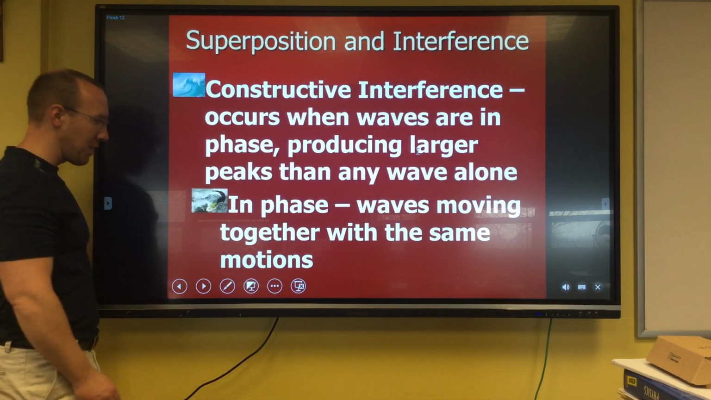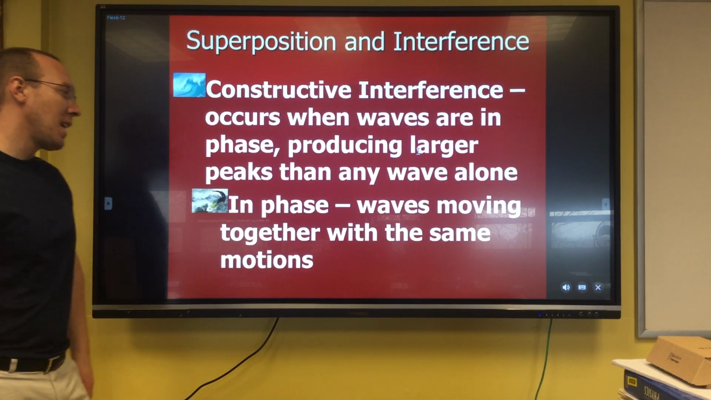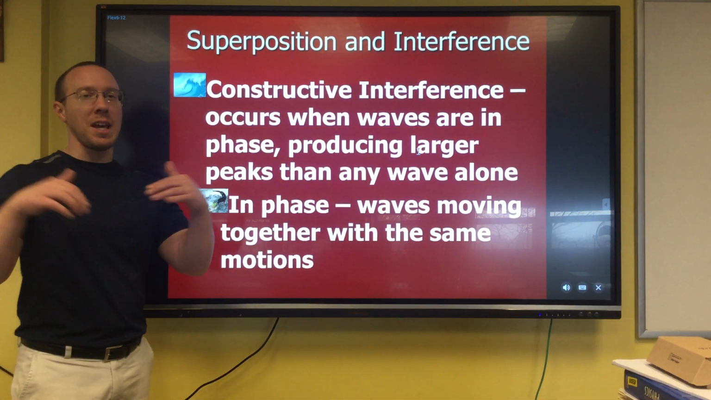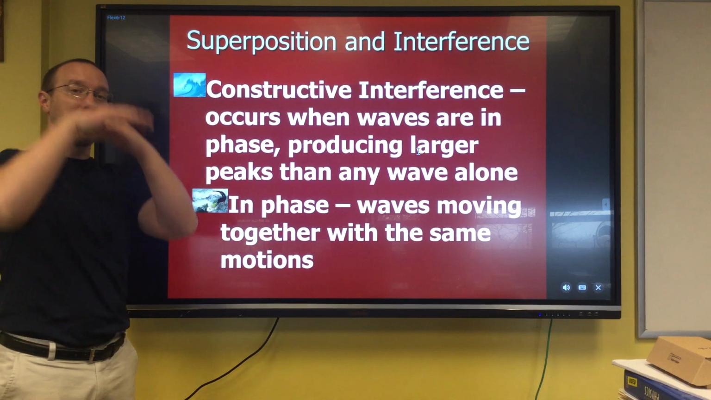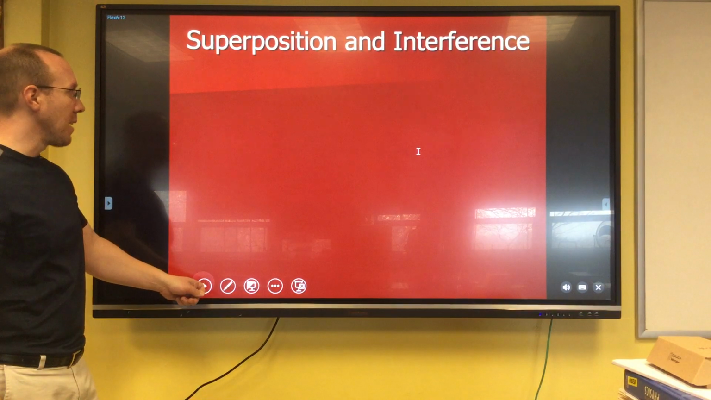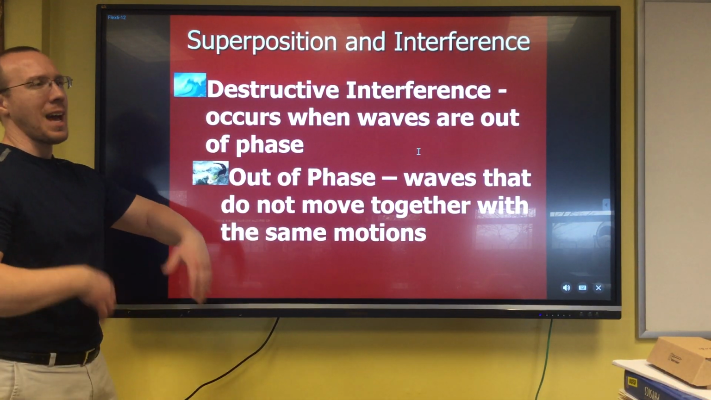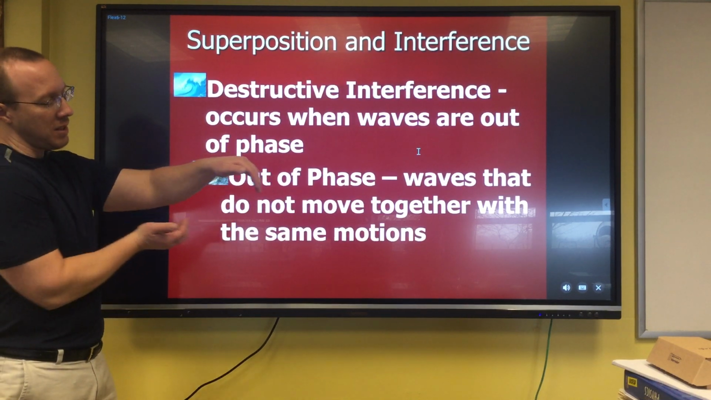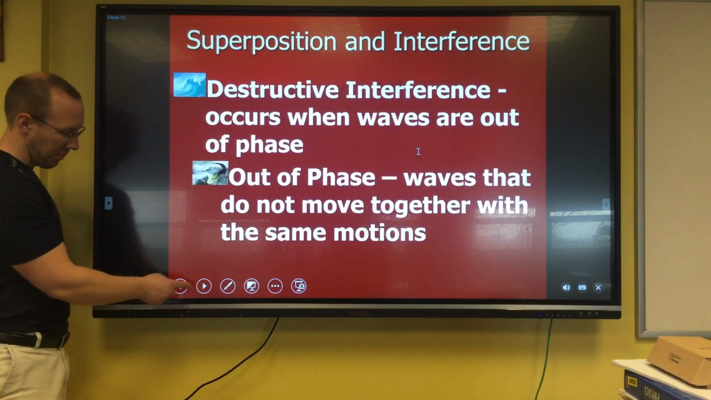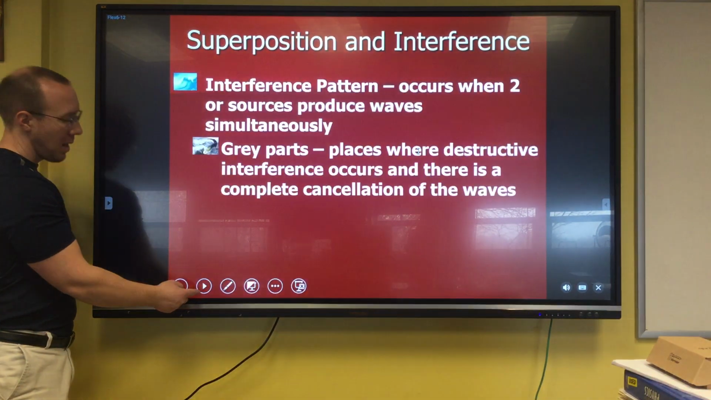We already did constructive. A little extra note here is in phase. I know it's on the last worksheet that was due, and that's fine if you didn't have it. In phase basically means they look the same, and they're adding up. And now the other one: destructive interference, we call it out of phase. Out of phase, you're just out of order if you think about that. One's high, one's low, they cancel each other out, and come out on the other side looking the same. We already did that.